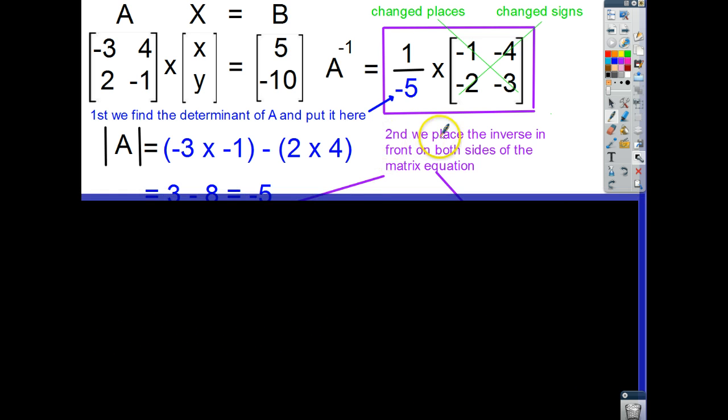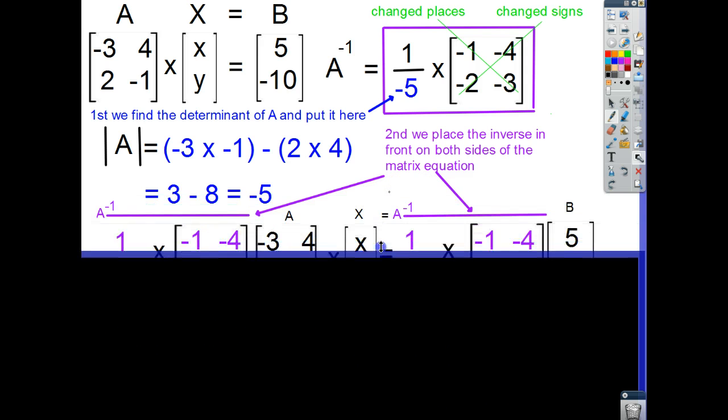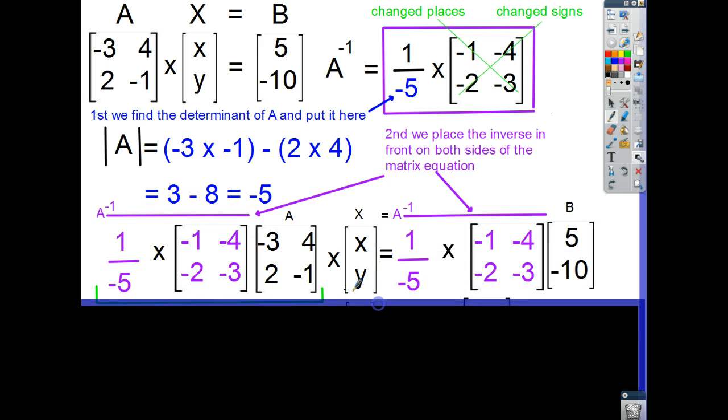Okay, second, we want to place the inverse in front on both sides of the matrix equation. So let's take a look at that. Right here in black you see the original matrix equation that we wanted to solve. Now in front of it, or on its left on each side, I've placed what we've defined up here as the inverse of A. Now I want to talk to you about this left hand side. What we're doing here is we're taking a matrix A and we're multiplying by its inverse.